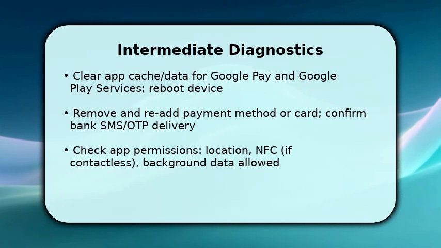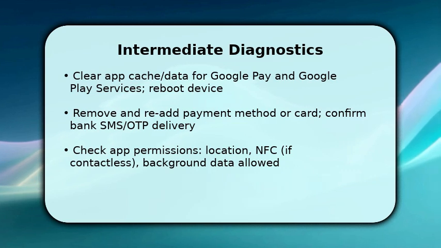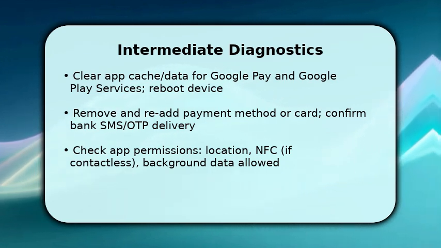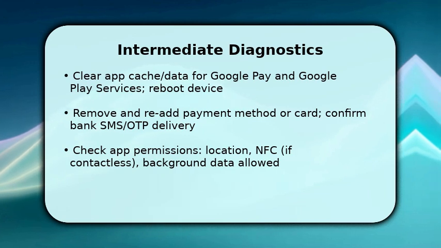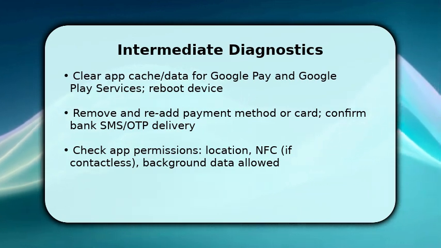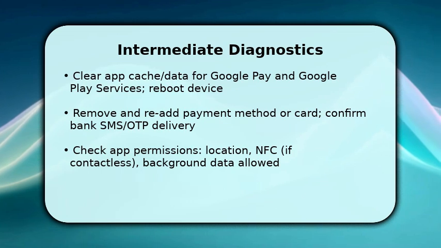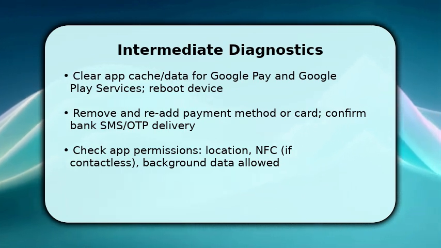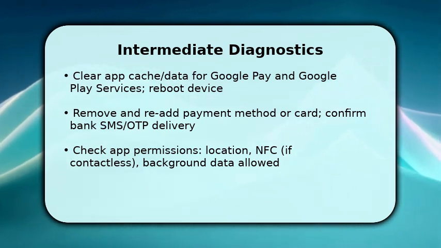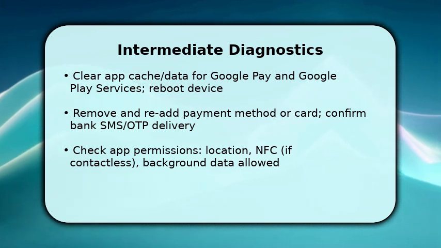Next, perform targeted diagnostics. Clear cache and app data for Google Pay and Play services, then reboot to reset background tokens. This removes corrupted local state. If the issue persists, remove the payment method and re-add it so Google reissues a new token. While doing this, watch for bank SMS or OTP prompts and confirm they arrive.